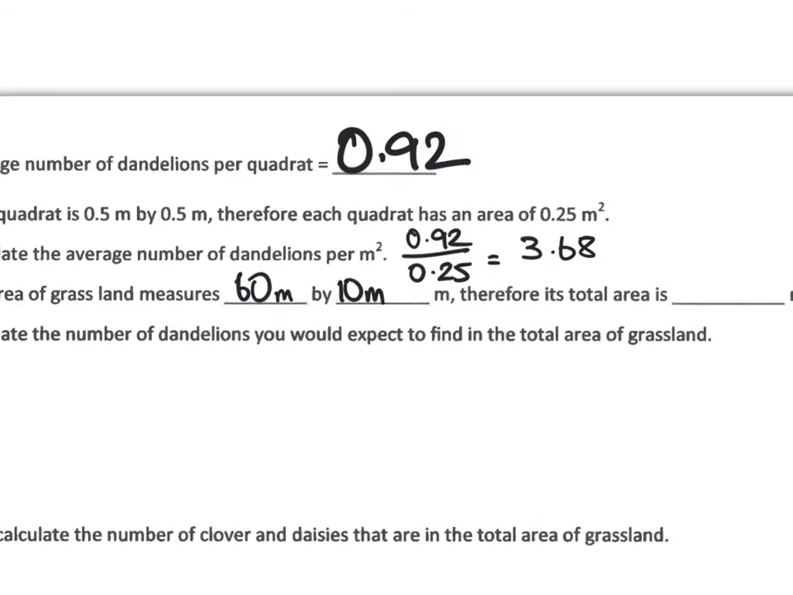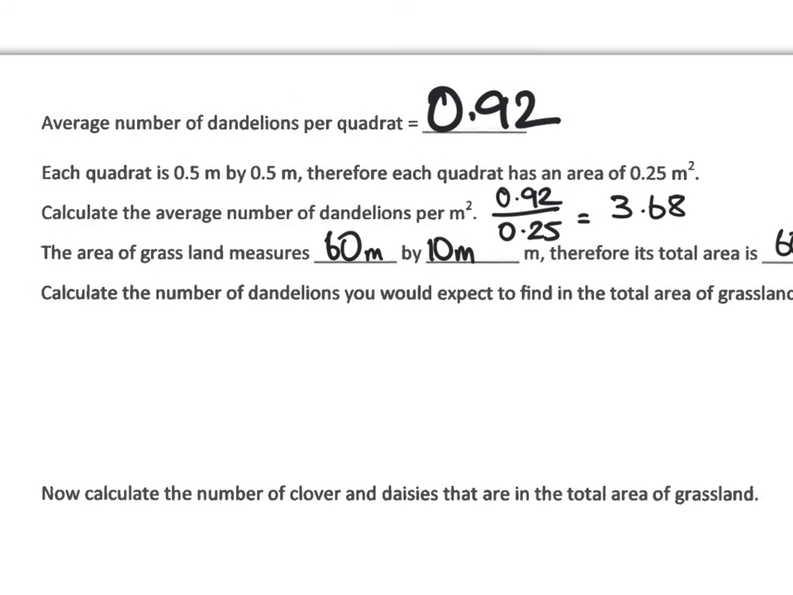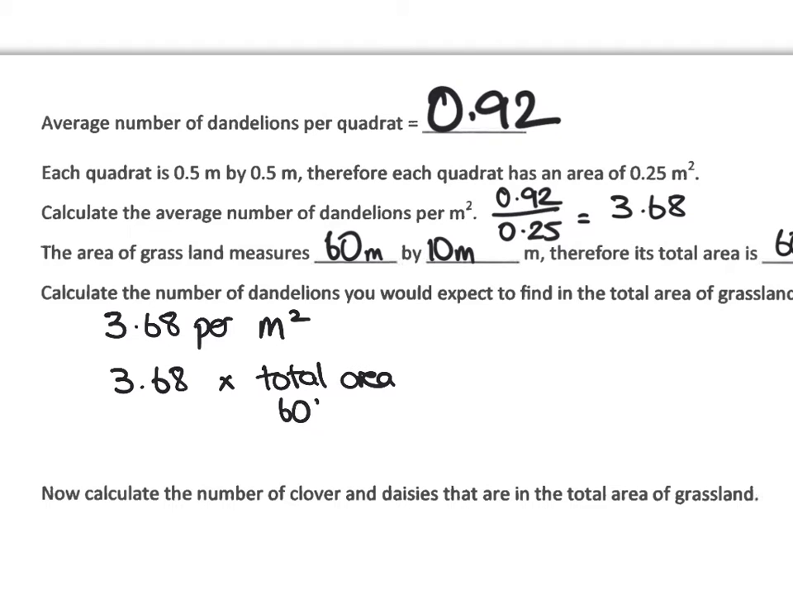So 60 metres by 10 metres, so its total area is obviously 60 times 10, 600 metres squared. That's wrong. No, that's right. 600 metres squared. So what we've said so far, we've got 3.68 per metre squared. So we need to multiply that by the total area, which is 600, to get the total number of dandelions we would expect to find in that whole area. So what do you get when you do that sum?